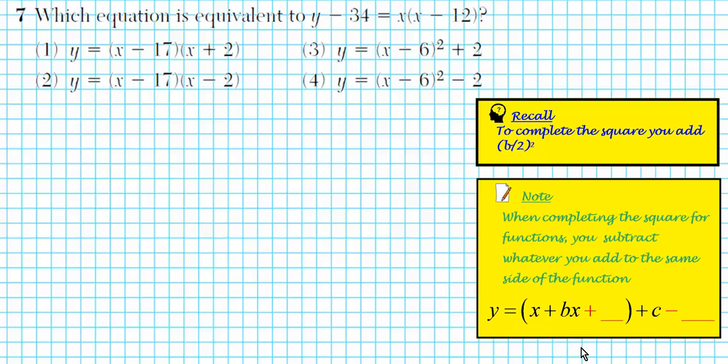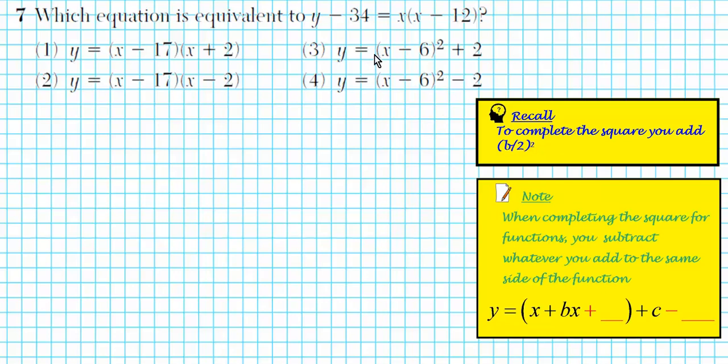All right, let's take a look at number 7. It reads, which equation is equivalent to y minus 34 equals x times the quantity x minus 12? Now you see two sets of options here. The first one you have a factored situation, and in the second one, 3 and 4, you have completed squares.